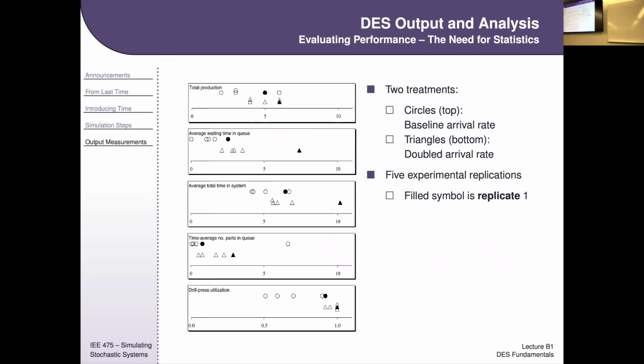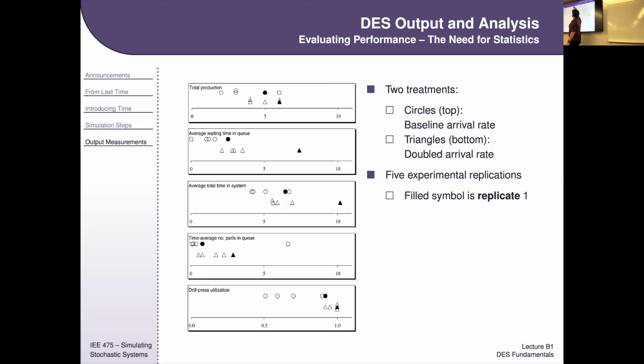So what would you do with that? As an example, here is some variable output from these simulations. What I've shown here are different output variables: total production, average waiting time in queue, average total time in system, time average number of parts in queue, and drill press utilization. These performance variables are shown on the x-axis here.